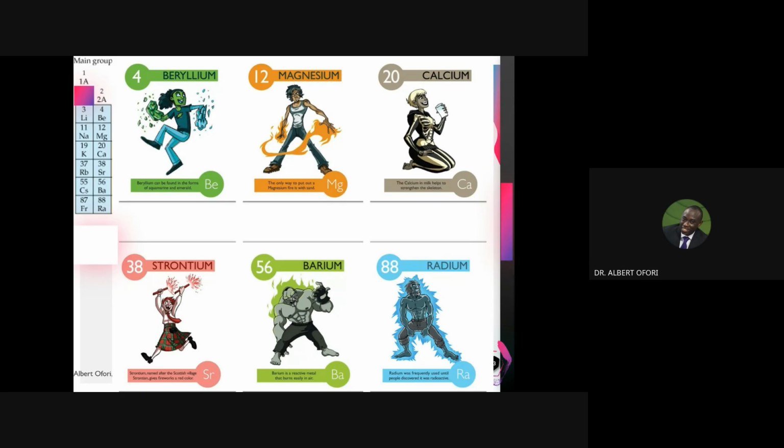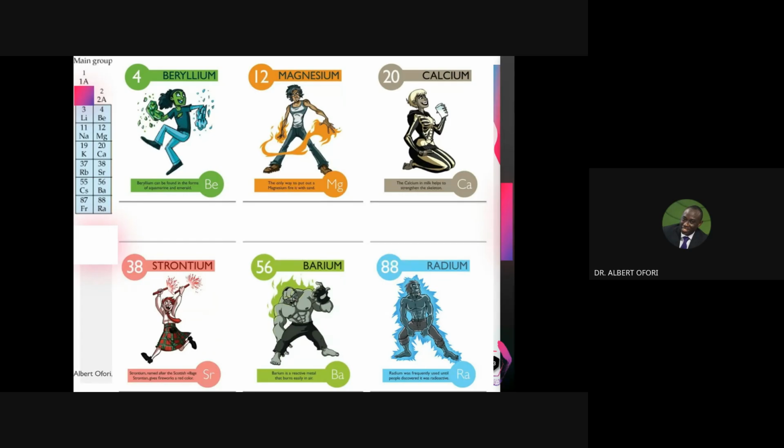From there, we are getting to radium, which is highly radioactive, and it glows with that radiating kind of energy there. And so it tells you that there's a risk. If you get closer to that element there, you will get yourself into trouble.